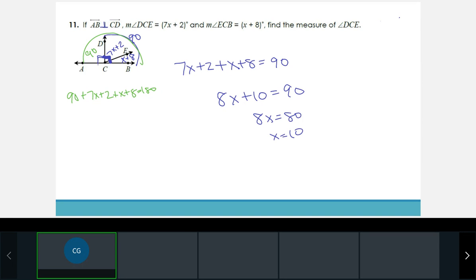Wonderful. If you entered 10 in the box, it would be marked incorrect because we're looking for the measure of an angle. So you got to go to the measure of angle DCE. Well, DCE is 7x plus 2. So you would type 72 into the box. 72 degrees is the measure of our angle.